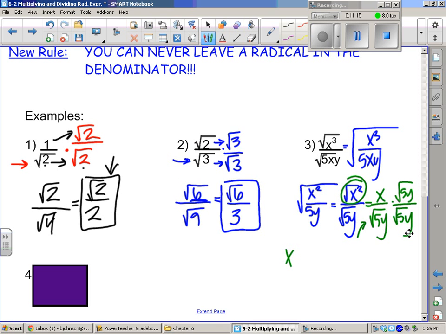Yep. On the top, x has got to go on the outside because that's not in the house. And then 5 and y are inside. On the bottom, 5 times 5 is 25. And then y times y is y squared. And the whole goal of doing that is for us to get something that is a perfect square. So final answer, x root 5y over 5y.